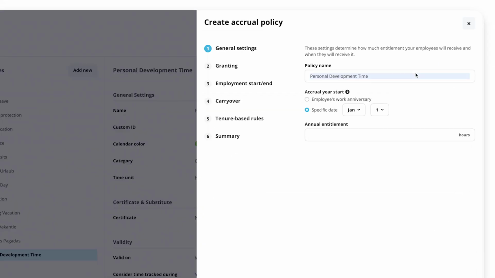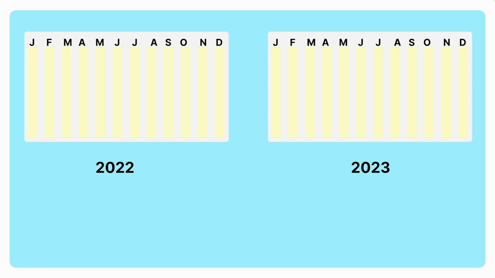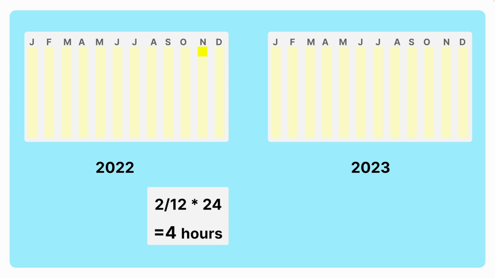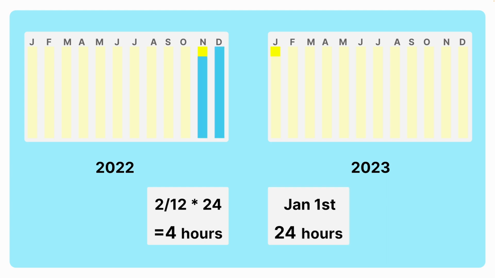Name it and set whether the accrual year begins on January 1st, which is recommended, or on the employee's work anniversary, and enter the annual entitlement in hours. For example, if set to January 1st, an employee who started on November 1st, 2022, will initially receive 4 hours calculated like this, and then another 24 hours on January 1st, 2023.